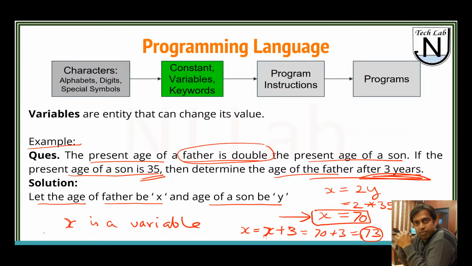Similarly, suppose in another question it is given that the present age of a son is 30, okay, so we can use this same formula, right? So we can say that y can also have a different value. So y is also a variable. Simply we can say that if we want to hold the value of any constant, then we can hold that value in a variable. Okay, so these are known as variables.